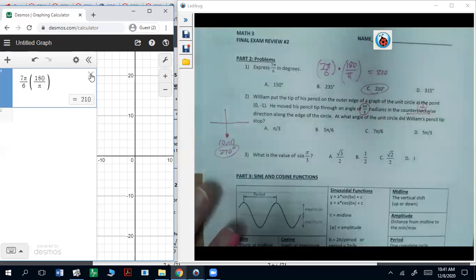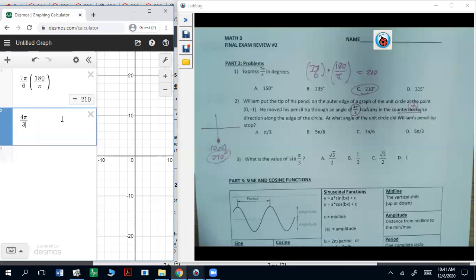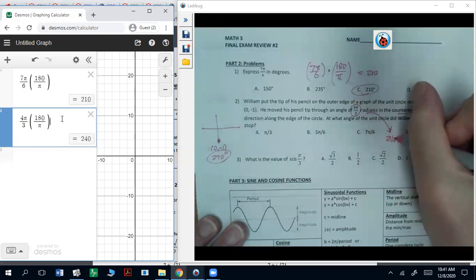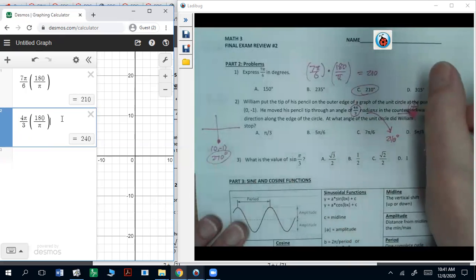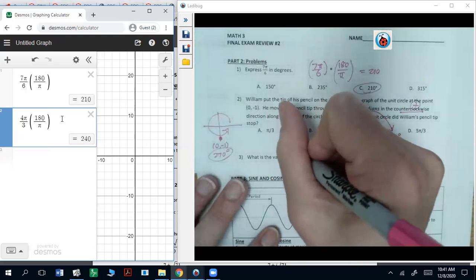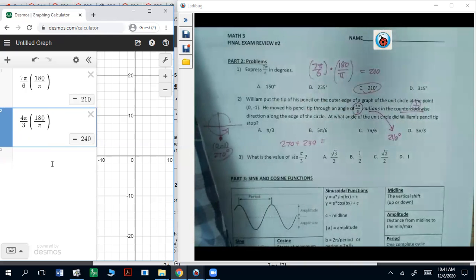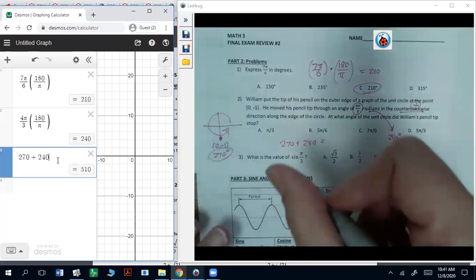With counterclockwise, you want to add. So what we'll do is we'll take 4 pi over 3 and multiply that by 180 over pi, and you can see that's 240 degrees. So we're going to take 270 and add 240 to that, because we're going counterclockwise. Counterclockwise, the degrees count up. So 270 plus 240, and that's 510.